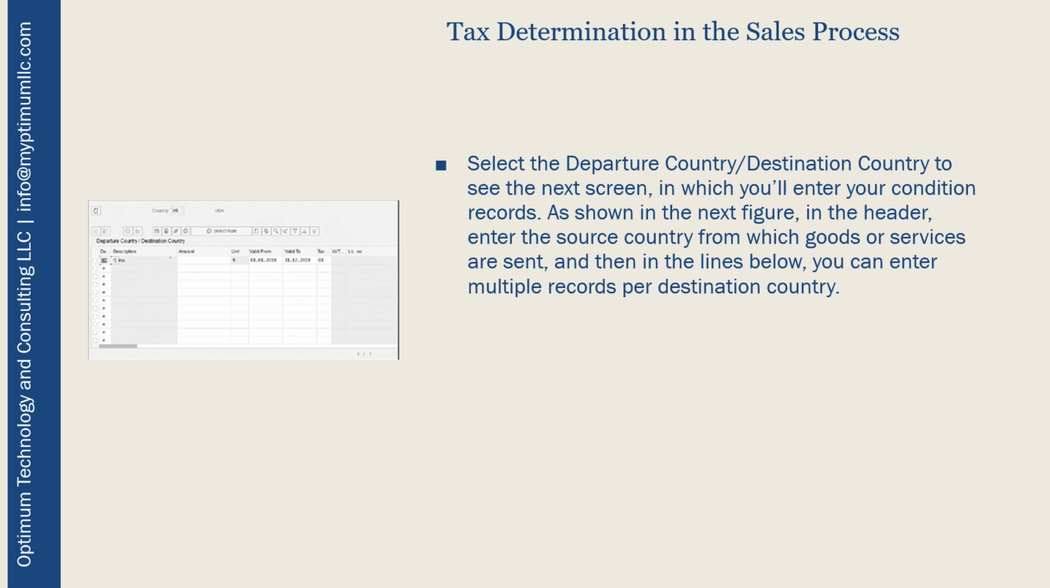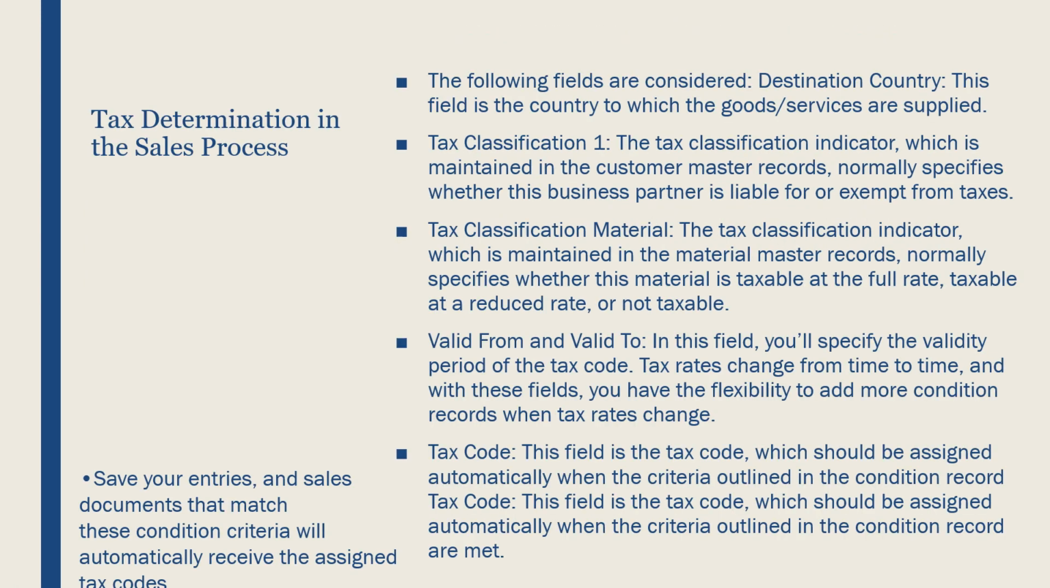Select the departure country/destination country to see the next screen, in which you'll enter your condition records. As shown in the next figure, in the header, enter the source country from which goods or services are sent, and then in the lines below, you can enter multiple records per destination country.